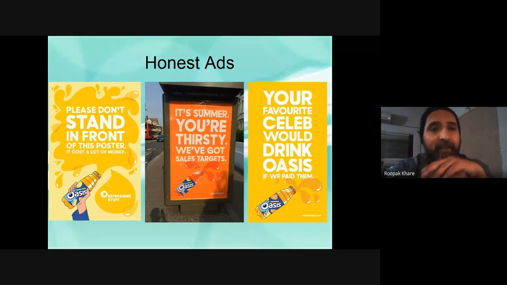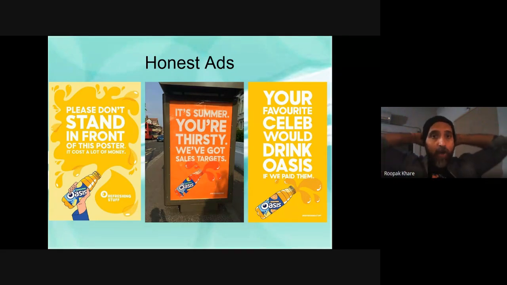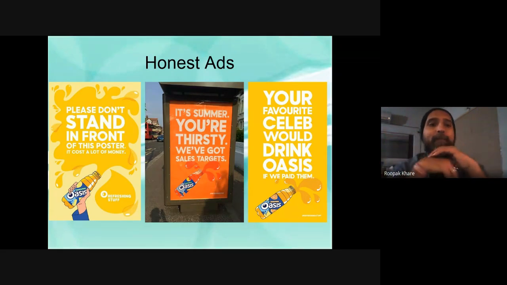There was a campaign by Oasis. Oasis was a fruit-based drink, and they had planned a campaign which was an honest campaign. They said that our campaign is an honest campaign. Look at the posters; they're here on your screens. The first one says, "Please don't stand in front of this poster. It costs a lot of money."